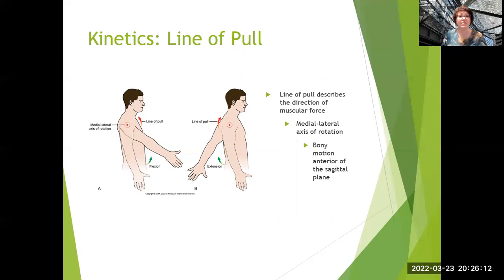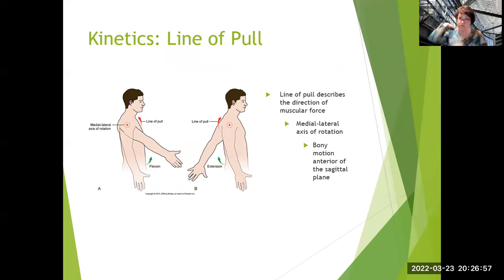So in this example of shoulder flexion and extension, it's a sagittal plane movement, medial lateral axis of rotation. If the line of pull is posterior to the axis, you're going to get extension. If the line of pull is anterior of the axis, you're going to get flexion. The example of a muscle that is anterior to the axis would be the long head of the biceps, which crosses the shoulder. It also crosses the elbow, but it's anterior to the axis, and when it contracts, it causes shoulder flexion.